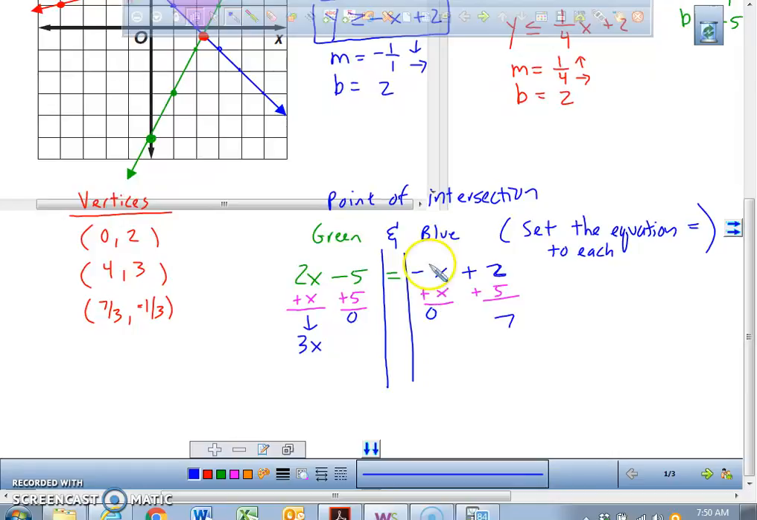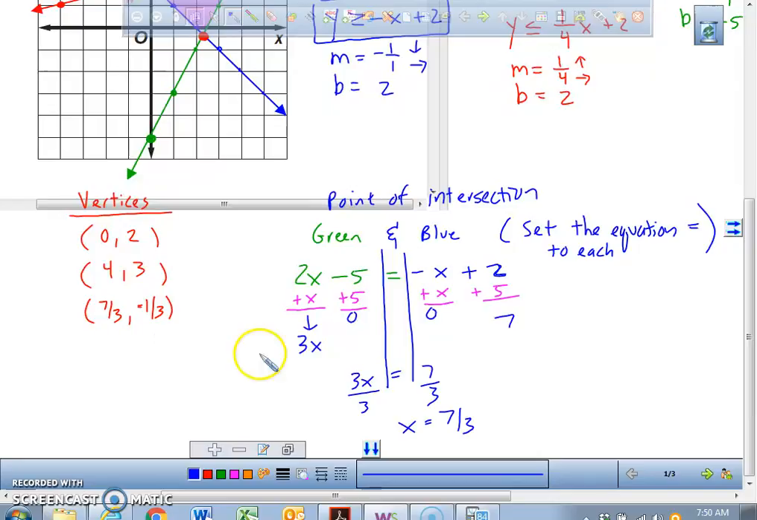So that becomes a 3x. That zeroes out. These right here are additive inverses. And you get 3x equals 7. Divide both sides by 3. And look what you get. x equals 7/3, which we have right here.